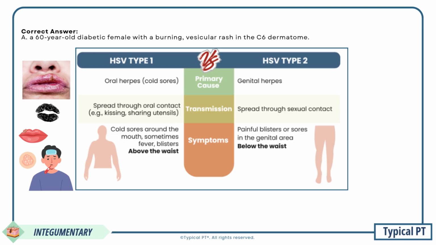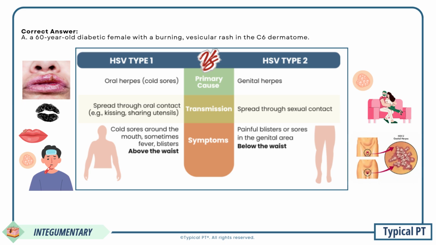HSV type 2 primarily causes genital herpes. It spreads through sexual contact and presents as painful blisters or sores in the genital area, below the waist. This diagram helps distinguish between types of herpes infections based on location, mode of transmission, and symptoms.